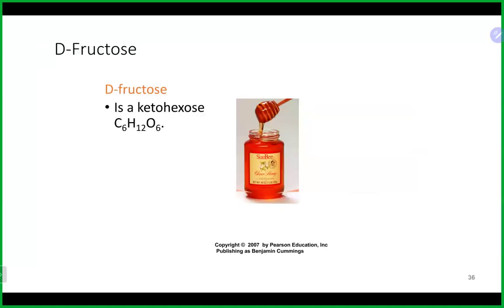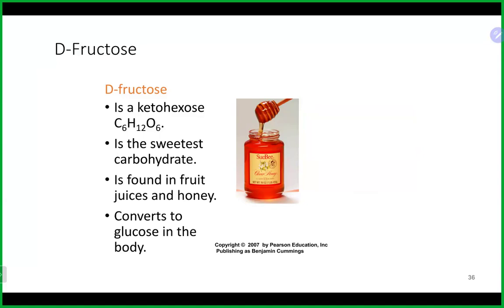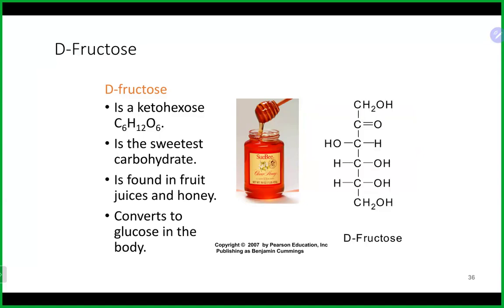Now, fructose, which is one of those ones you do need to know as well, in addition to obviously glucose, it's actually a ketose, as we see. And again, that's our 3-carbon run there. It is the sweetest carbohydrate, found in fruit, juices, and honey. In the body, it will actually convert into glucose.